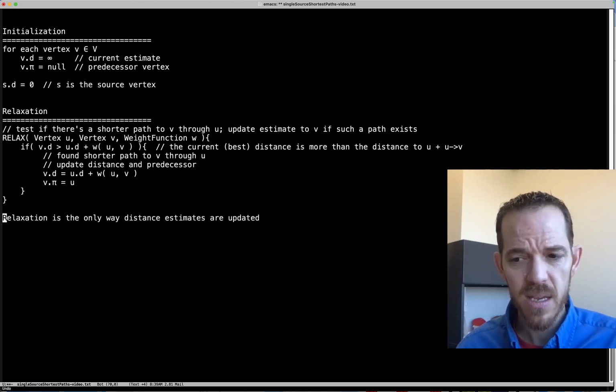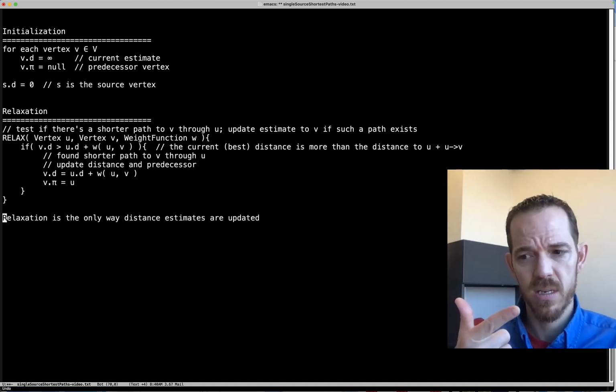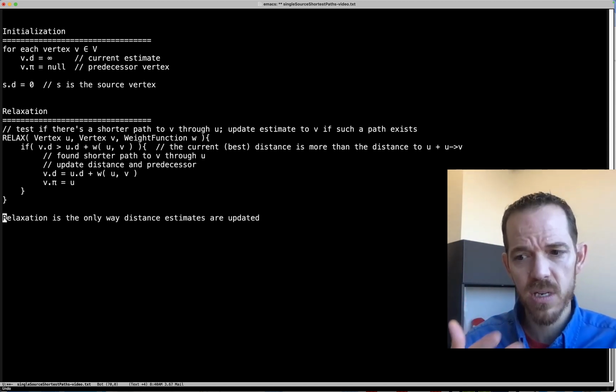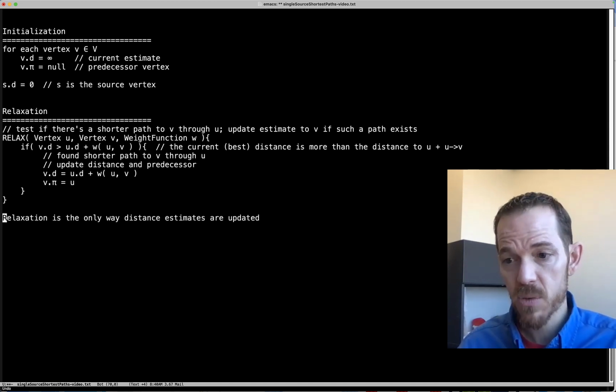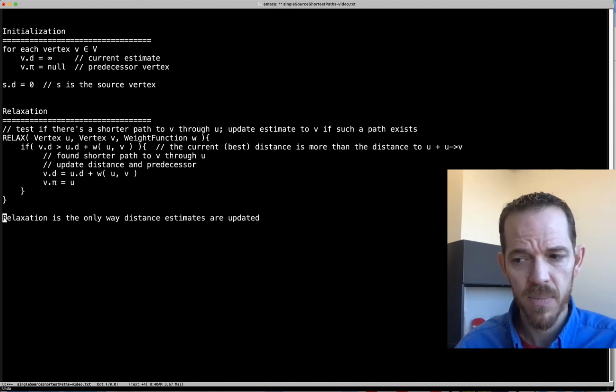So now I'd invite you to look into these three algorithms, Bellman-Ford, single source shortest paths in DAGs, and Dijkstra's, and think about them. How do they work? What types of graphs will they work on? And what is the runtime of the algorithm?